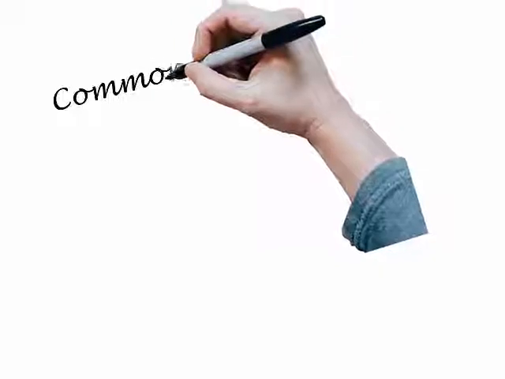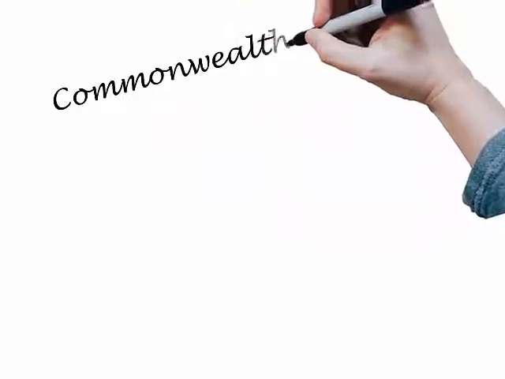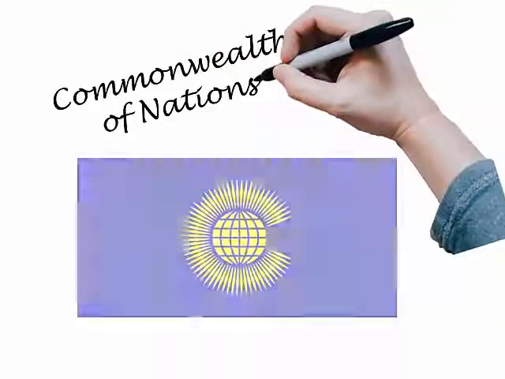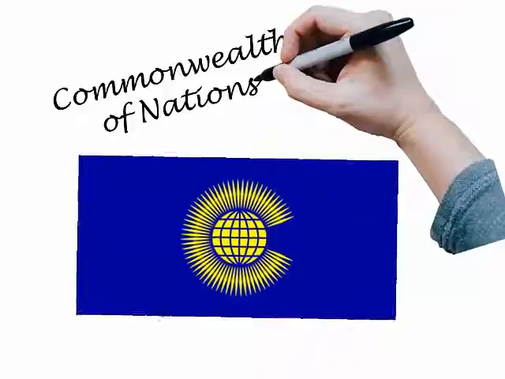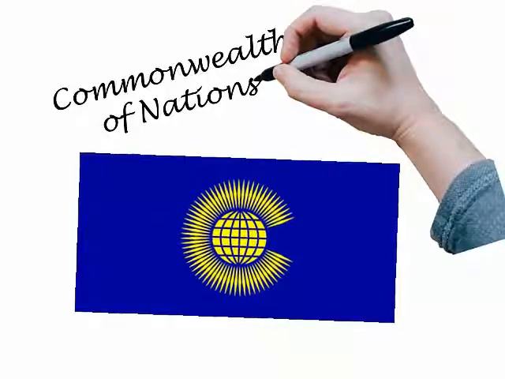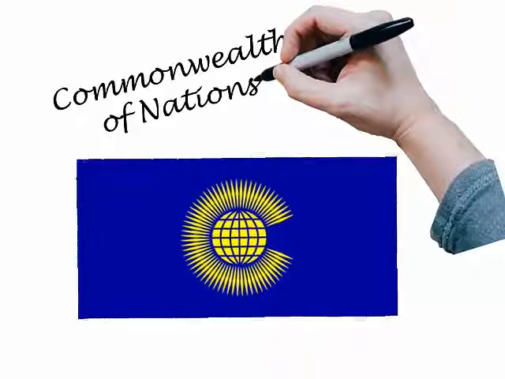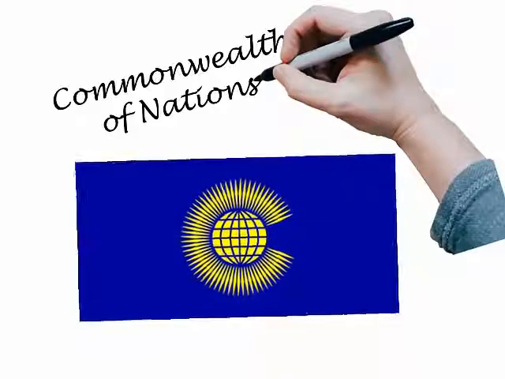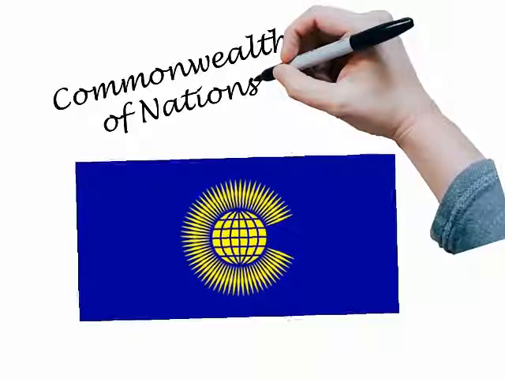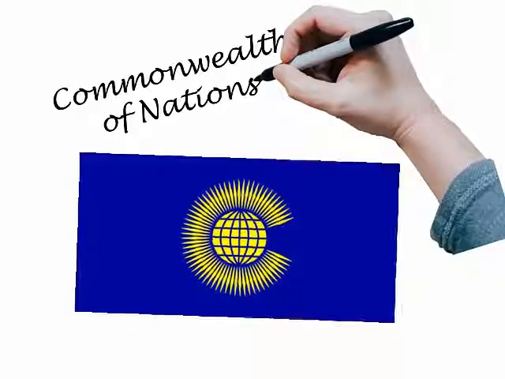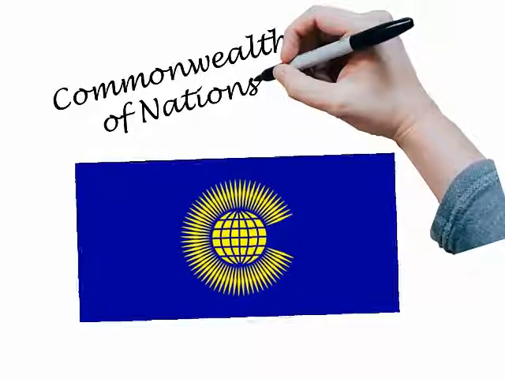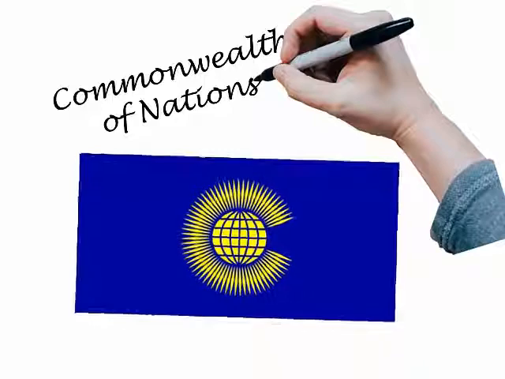Now, when it comes to the Commonwealth of Nations, sometimes only called the Commonwealth, it is an intergovernmental organization that has 53 member states that are mostly former territories of the British Empire. The chief institutions of the organization are the Commonwealth Secretariat, which focuses on the intergovernmental aspects, and the Commonwealth Foundation, which focuses on the non-governmental relations between member states.